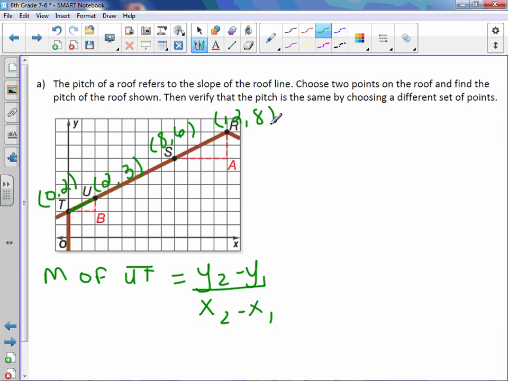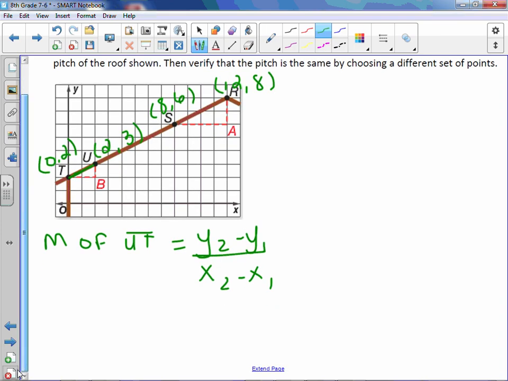Okay. I'm just going to use, this is my x1, y1, x2, y2. So it'd be 3 minus 2 are my y values over 2 minus 0, which is 1 over 2.